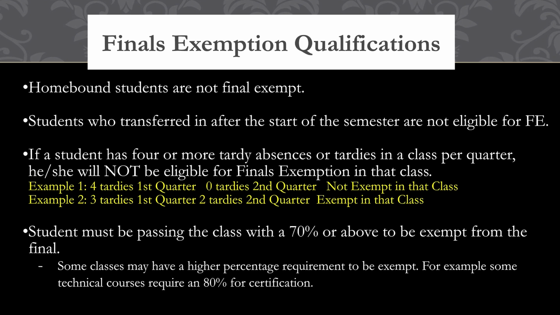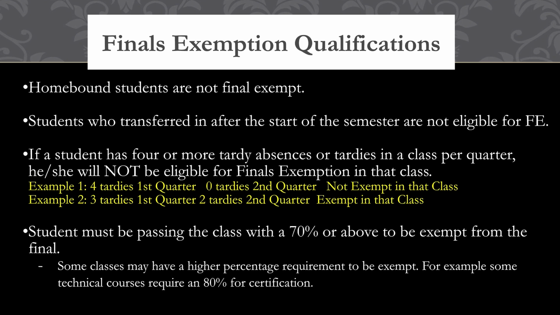All right. Homebound students are not finals exempt. Any student that transferred in after the start of the semester is not going to be finals exempt this semester. And students with 4 or more tardies per quarter, because we track tardies per quarter. So if you had 4 tardies in a class for the first quarter and 0 in the second quarter, they would not be exempt. But if they had 3 in the first quarter and 2 in the second quarter, they would be exempt, even though they had more overall in the first quarter in that class.